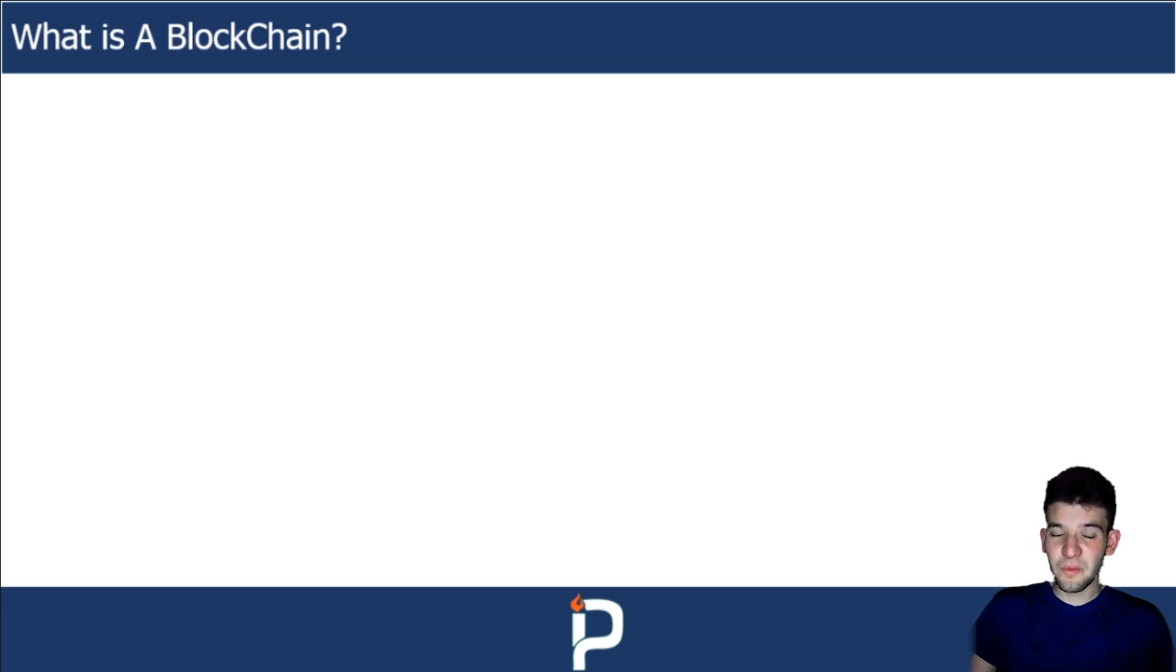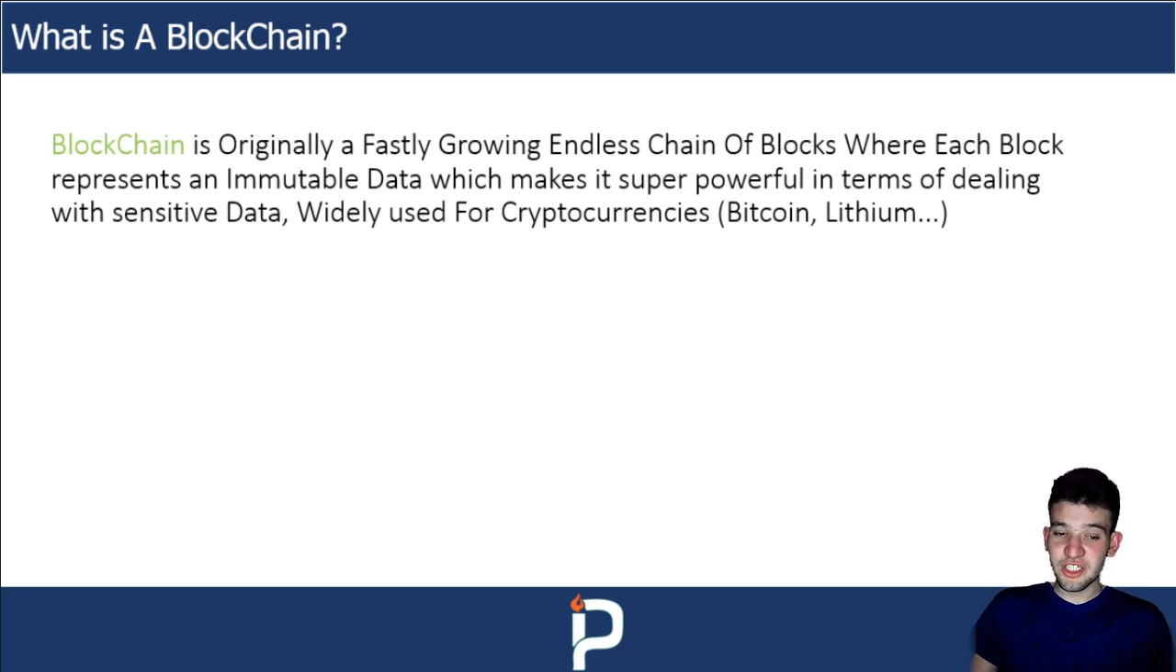First things first, what is a blockchain? A blockchain is a fast-growing, endless chain of blocks where each block represents immutable data, which makes it super powerful in terms of dealing with sensitive data. Each block in the chain is immutable, so once you create the block, you can't change it. The data in the block can't change whatsoever.